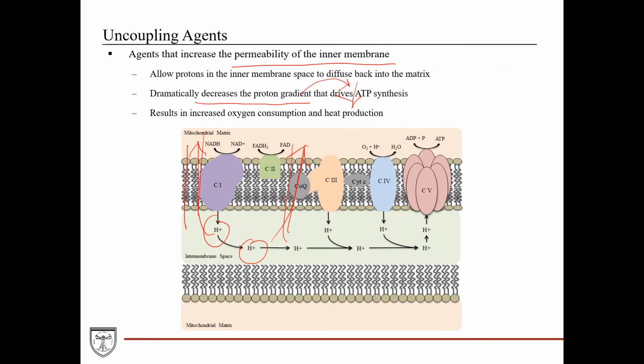And what ends up happening is that when these protons diffuse back down this gradient just through these quote unquote holes in the membrane created by these uncoupling agents, that electrochemical gradient dissipates as heat. And so it produces heat, and then it also results in increased levels of oxygen consumption as well. And in the end, you also dramatically decrease energy production because this gradient is what drives ATP synthase to synthesize ATP. And so if you lose that, you get dramatically decreased levels of ATP production.